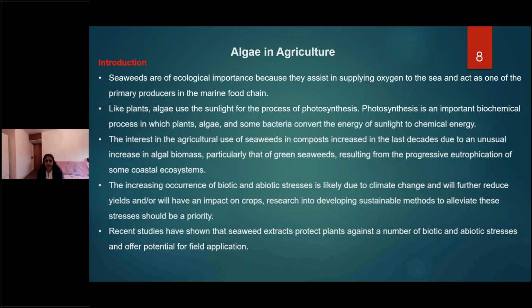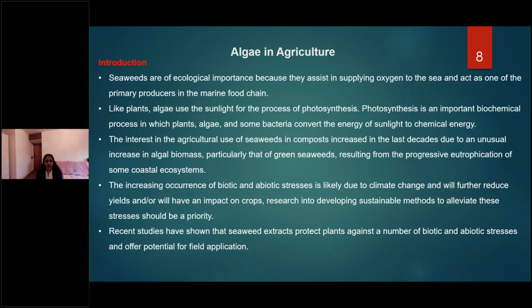So just like plants, algae also use sunlight, as I told before, for the process of photosynthesis, a biochemical energy process in which, just like a plant does, they convert the energy of sunlight into chemical energy. The interest in the agricultural use of these seaweeds has increased in the last decades due to an unusual increase in algal biomass, particularly of the green seaweeds, resulting from the progressive eutrophication of some coastal ecosystems.